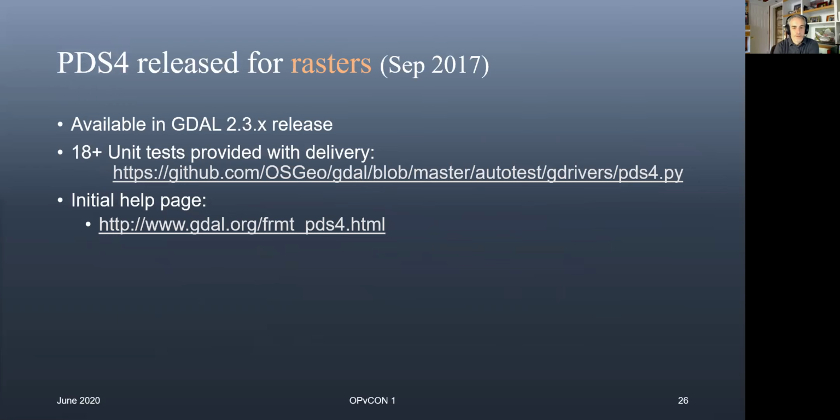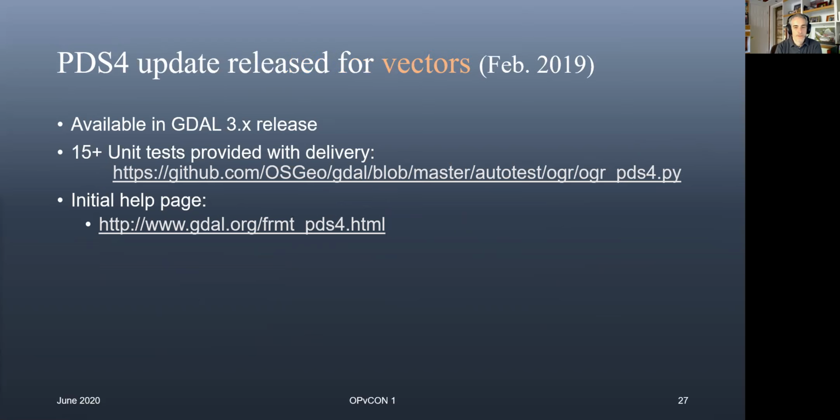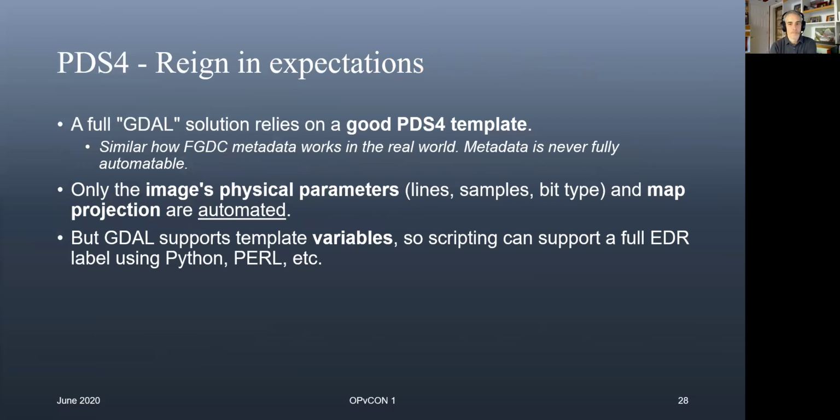So this is from a different one, but it's good for context. The original version was available in 2.3. It had 18 unit tests. It's probably been upped. And this is a weird one. It does have vector and tabular support for PDS4. So it understands how to go from any number of databases straight to a PDS4 compliant table, or any number of GIS formats to a compliant PDS4 GIS format. And I'll talk to that in a second.